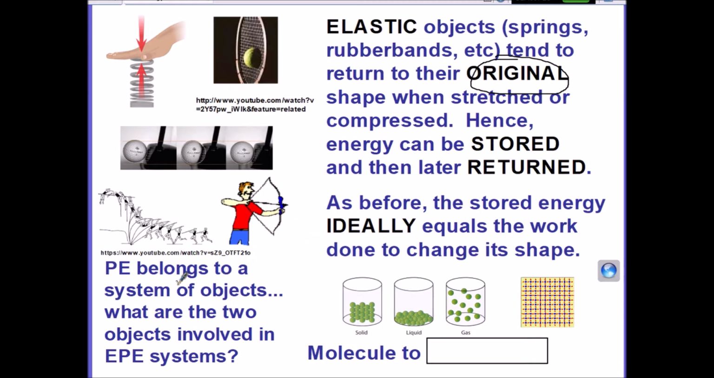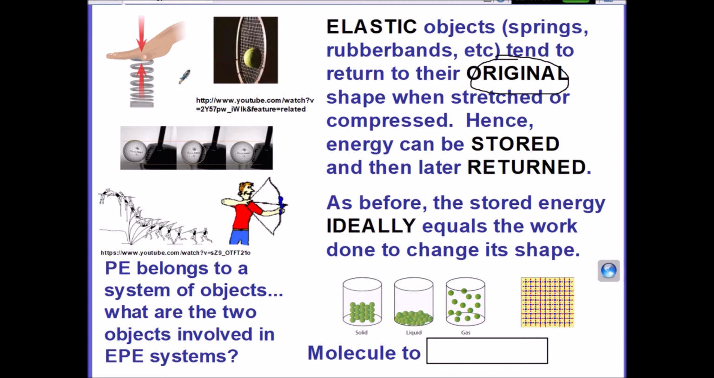PE belongs to a system of objects. So what are the two objects involved in EPE systems? You might look at this and say, well, there's a hand and a spring, and there's a ball and a tennis racket, and there's a golf club and a golf ball, and so forth, but that's not really what's going on.